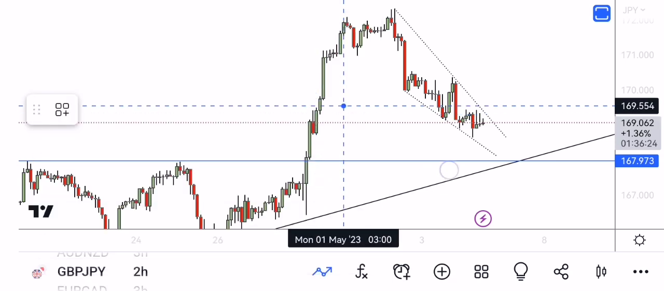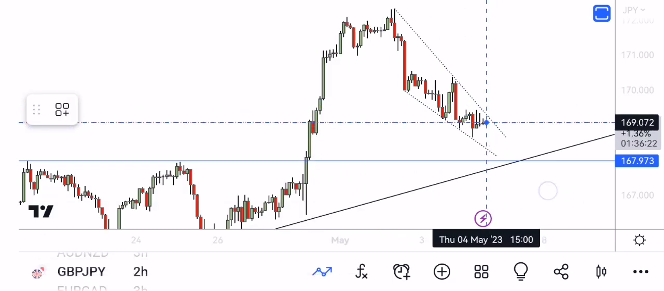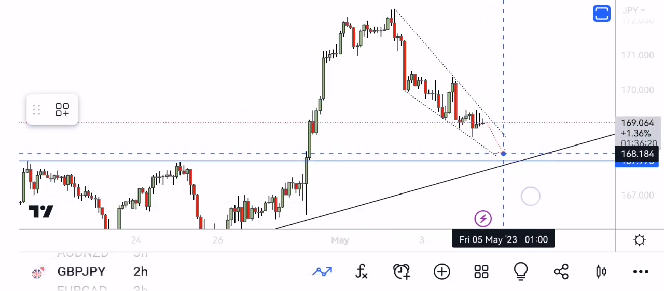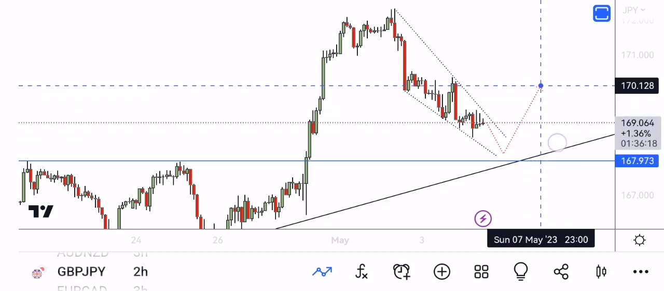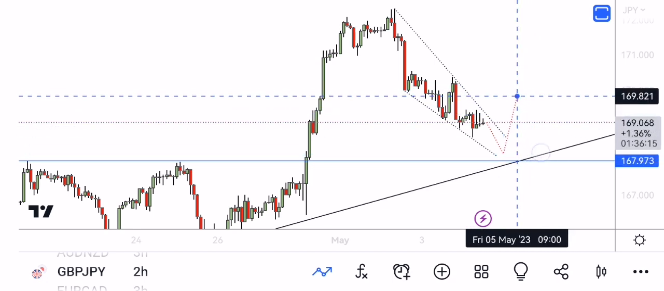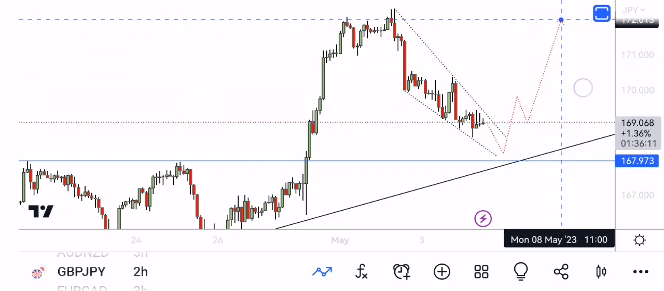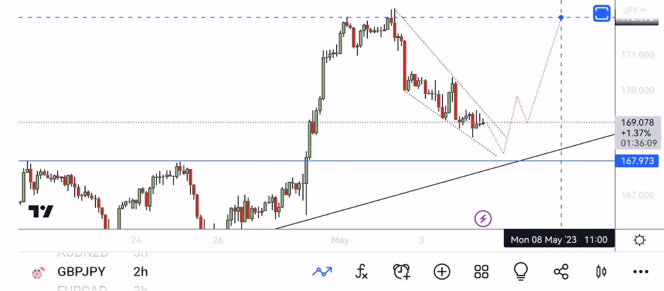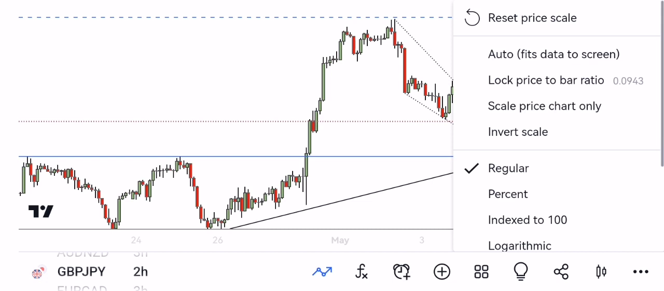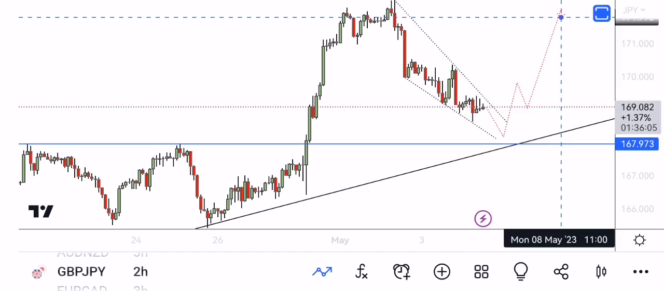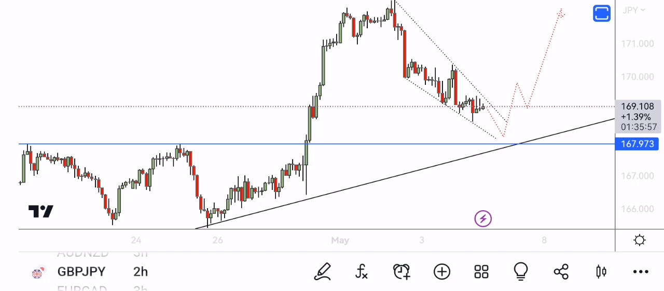So what I will be anticipating here is probably a move somewhere here to the downside, and then probably a bounce back up, breaking that, maybe have a small retest and further continuation up to around 172 approximately. All right, so that is what we have here on the GBPJPY.